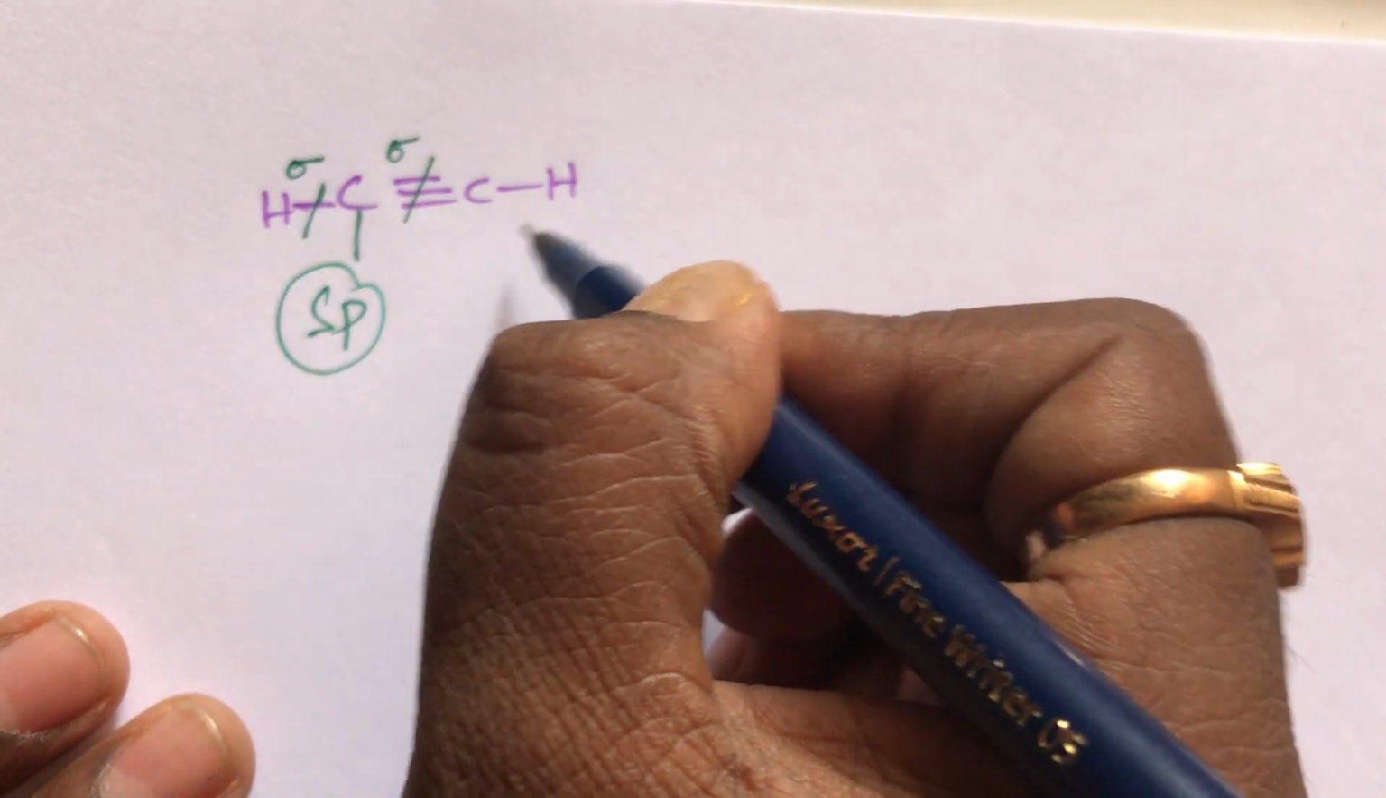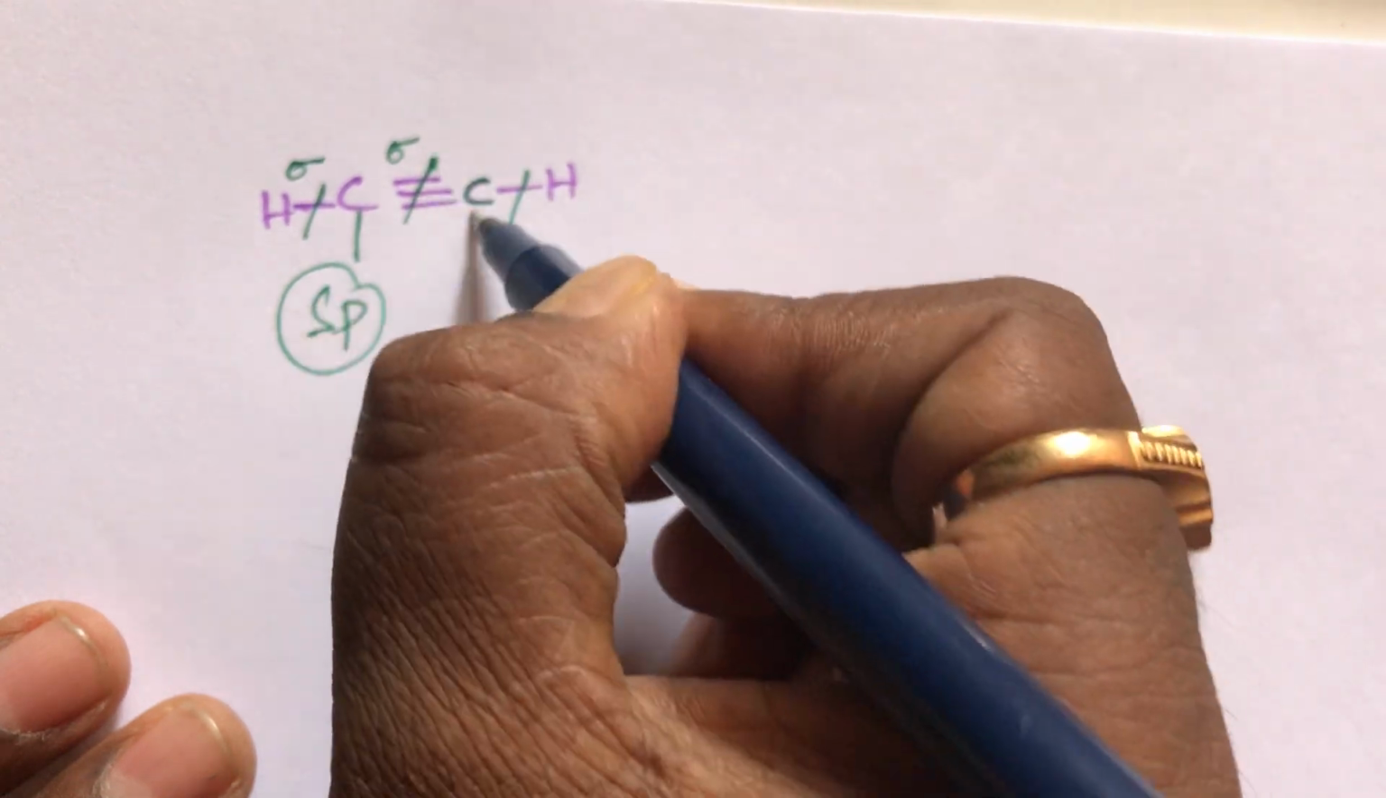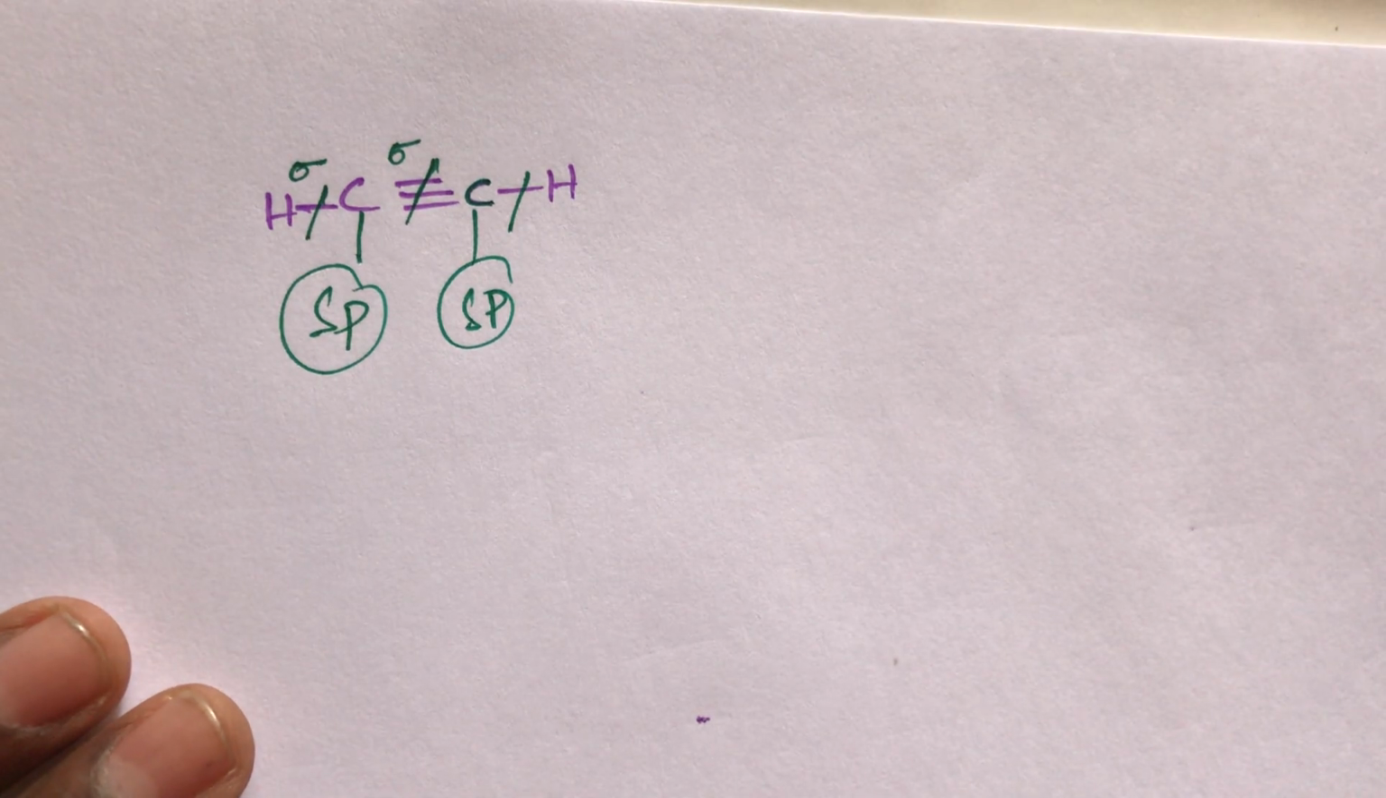And the right side carbon, what about the right side carbon, student? This carbon, right side carbon surrounding, here also one sigma, here also one sigma. So this is also sp. So each carbon undergoes sp hybridization. This is a simple trick, student.